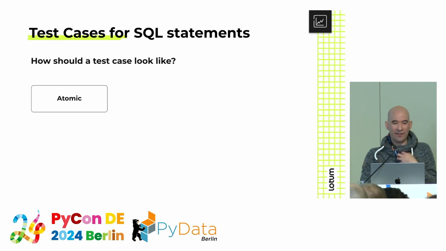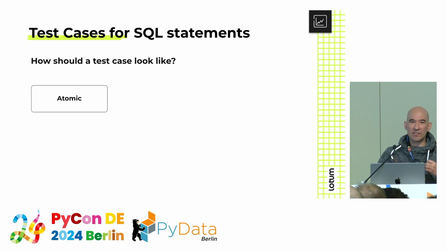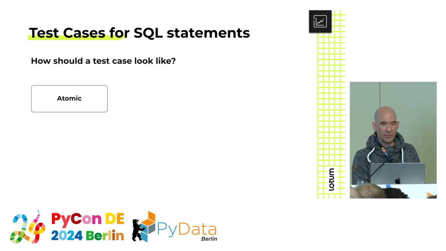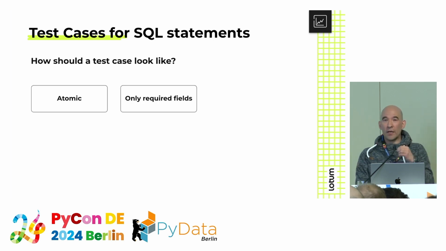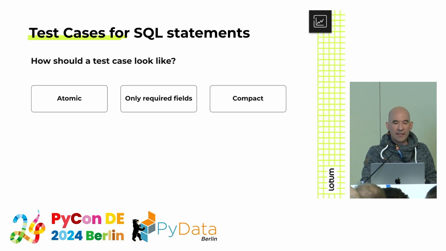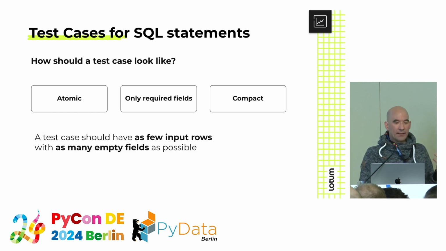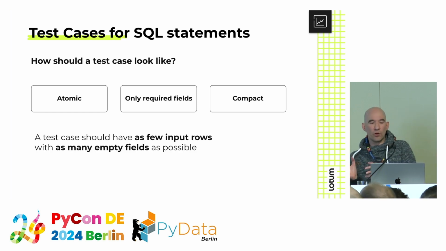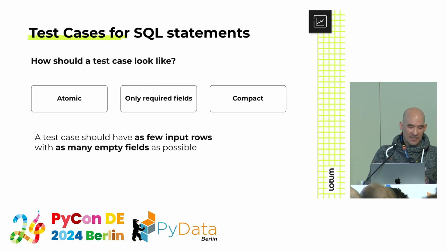So how should test cases look? Well, I'd like to have my test cases atomic. They should be focusing on a very specific, isolated functionality of the SQL statement. I want them to use only required fields which are necessary to test this specific functionality. I don't want the test cases to include any clutter, any unnecessary complexity. And also, I want my test cases to be compact. I want them to use as few rows as possible, not to be bloated, not to include anything unnecessary. So to sum it up, a test case should have as few input rows with as many empty fields as possible.